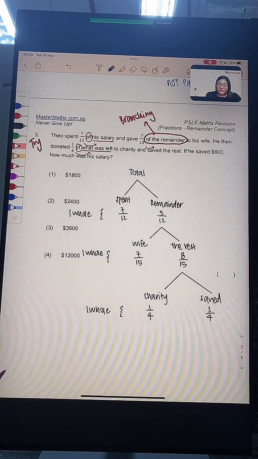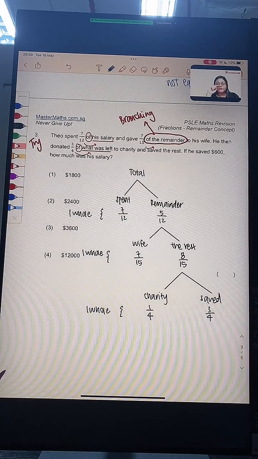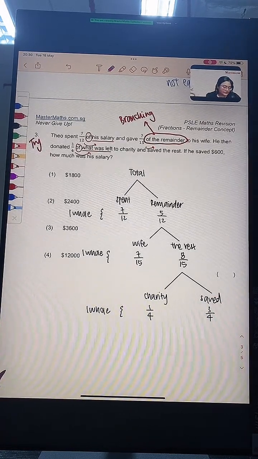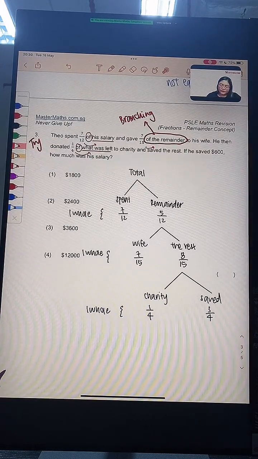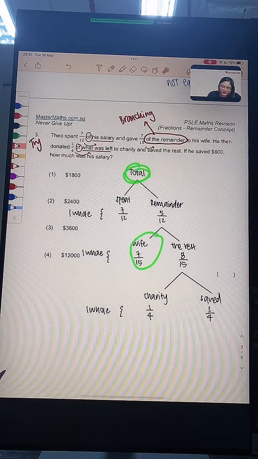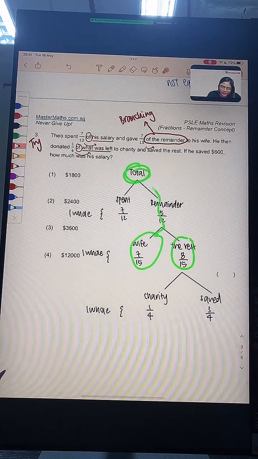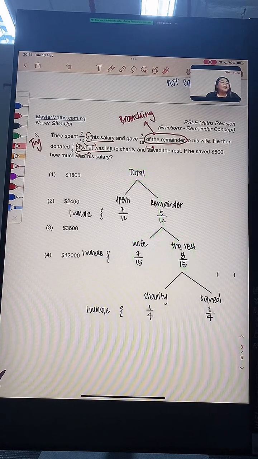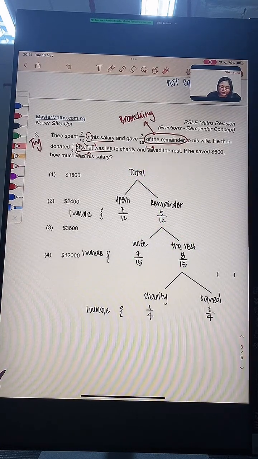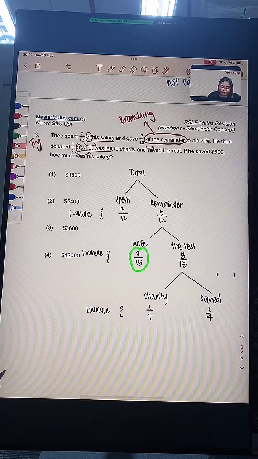Do you remember what we should do here after we have drawn out the branch? Okay, after we have drawn out the branch, we must relate everything back to the total. So all these far away fractions, we must bring back up to the total. And how we do that is to multiply everything in its way. So the first thing that we can do is to look at the wife. The wife is of the remainder, whatever he gave his wife.